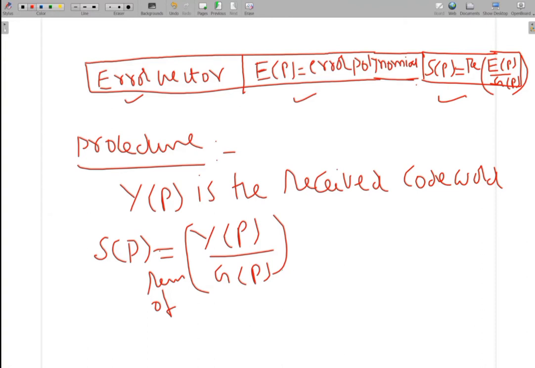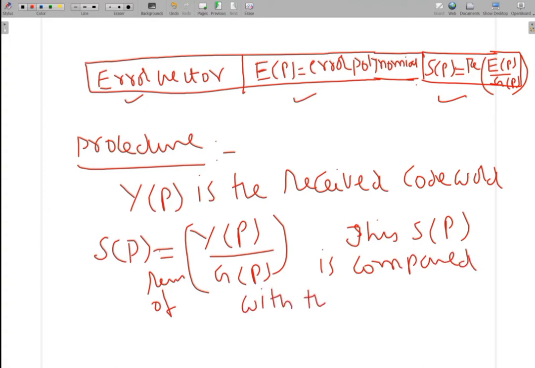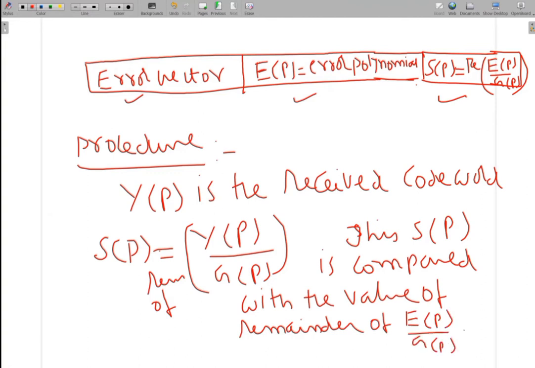This syndrome polynomial S(p) is compared with the value of the remainder of E(p) by G(p) in the syndrome evaluator table.